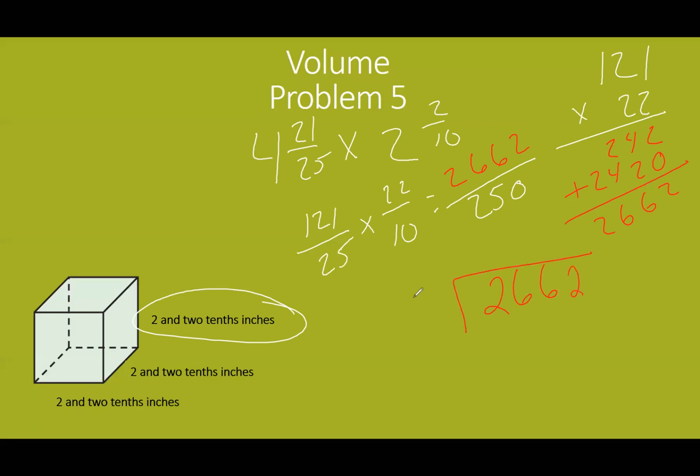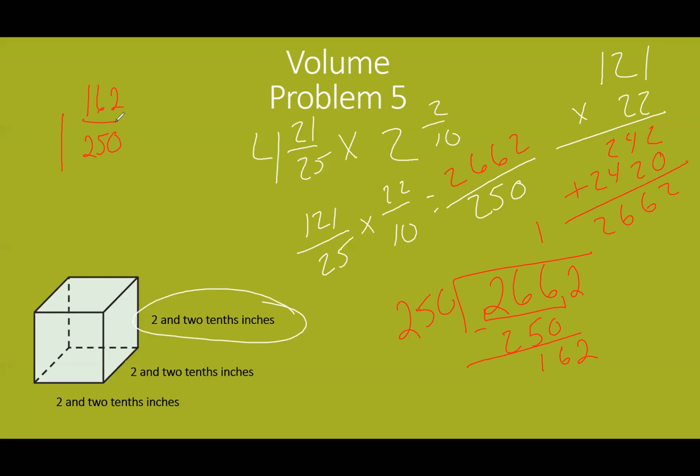2662 divided by 250. Well, look at that right there. That looks like a 250. Pretty close. Subtract. We got 16. Oh yeah, that's perfect. And 2. That can't be divided anymore. So my answer is going to be 1 and 162 250ths.